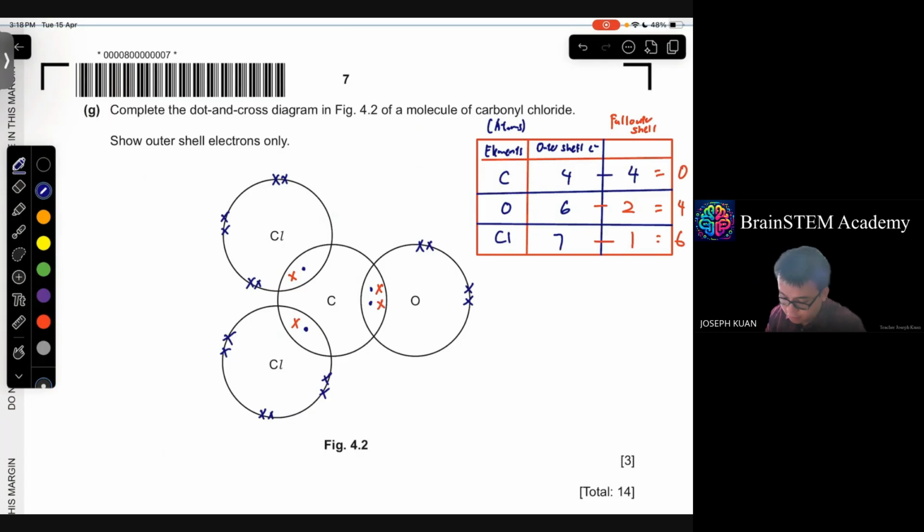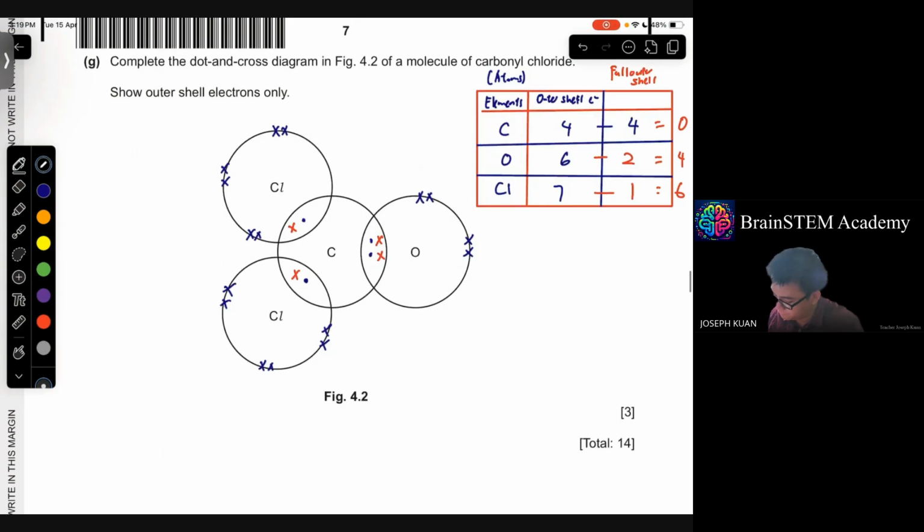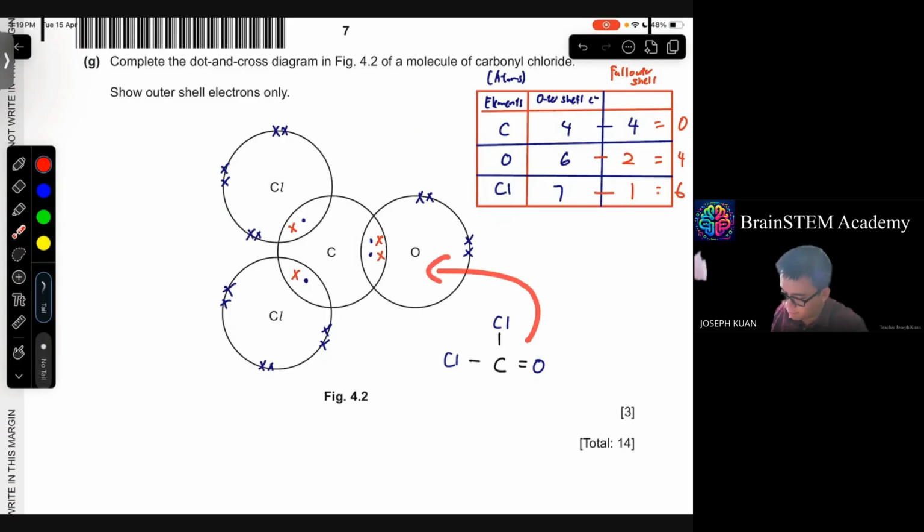Now, there's another trick for this question, which is to use Lewis diagrams. I call it the line method. Carbon likes to form 4 lines. As you have learned in organic chemistry, carbon prefers to form 4 lines. Oxygen, 2 lines, because it's group 6. Chlorine is group 7, so 1 line. Now, using this, we can actually translate this back to the diagram.